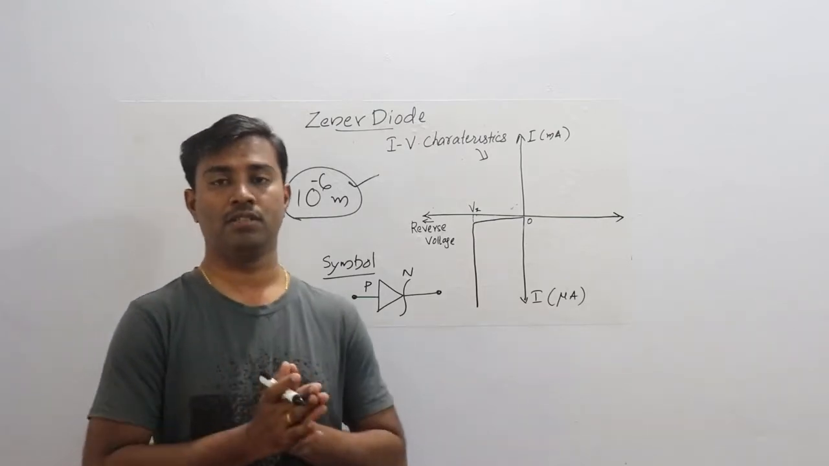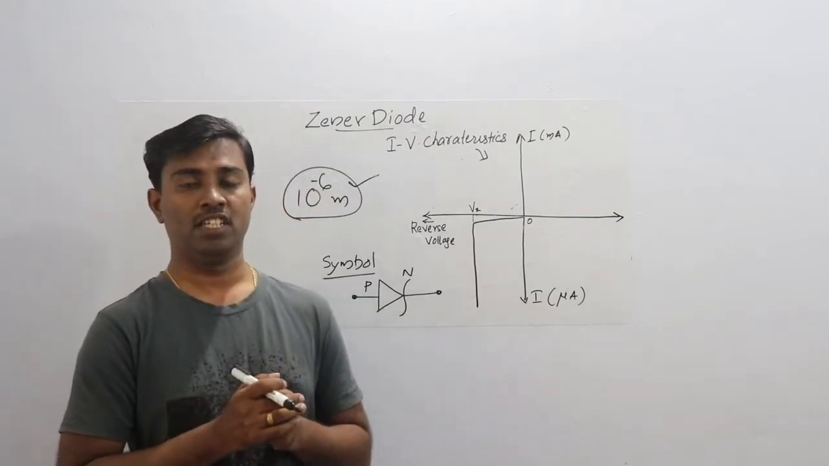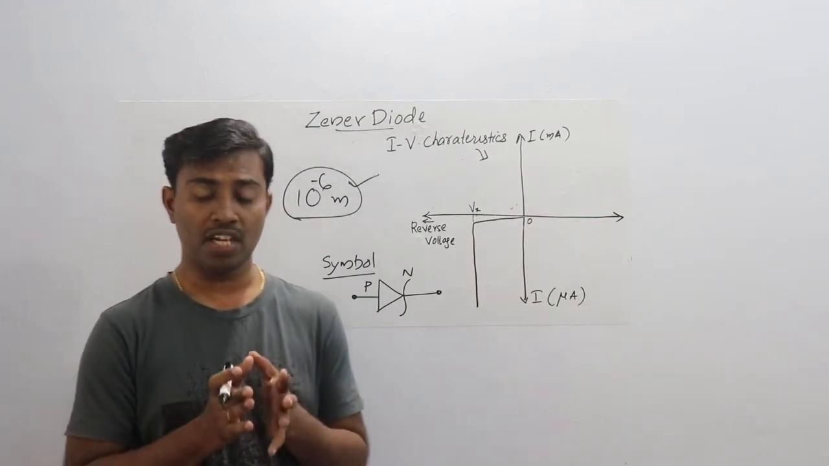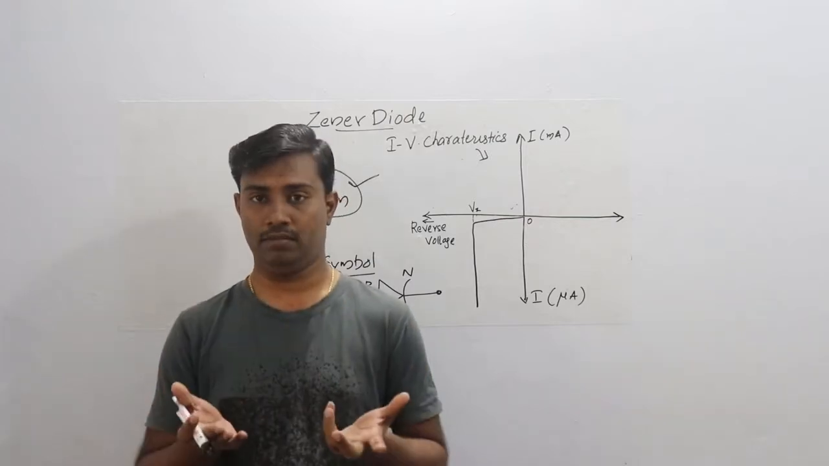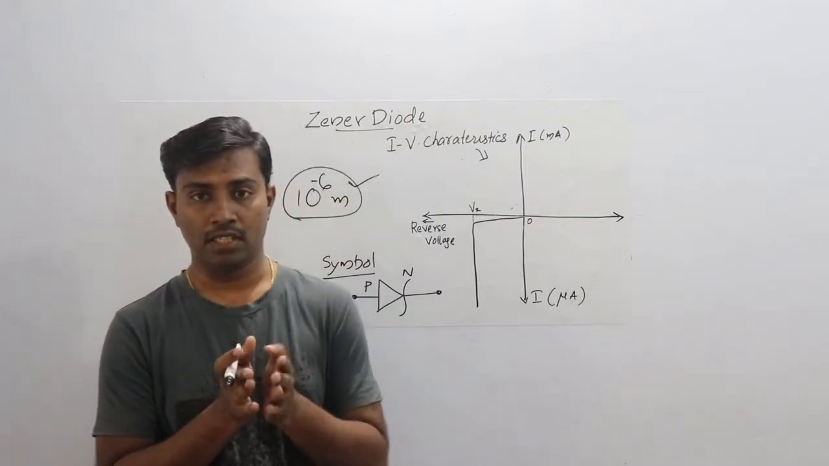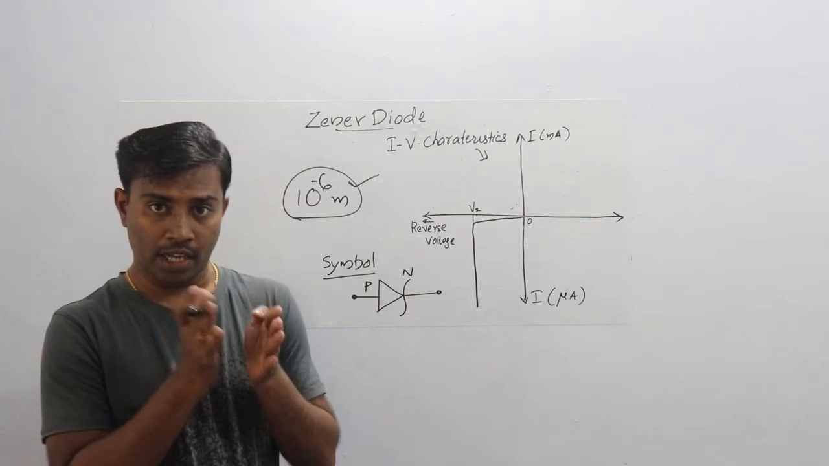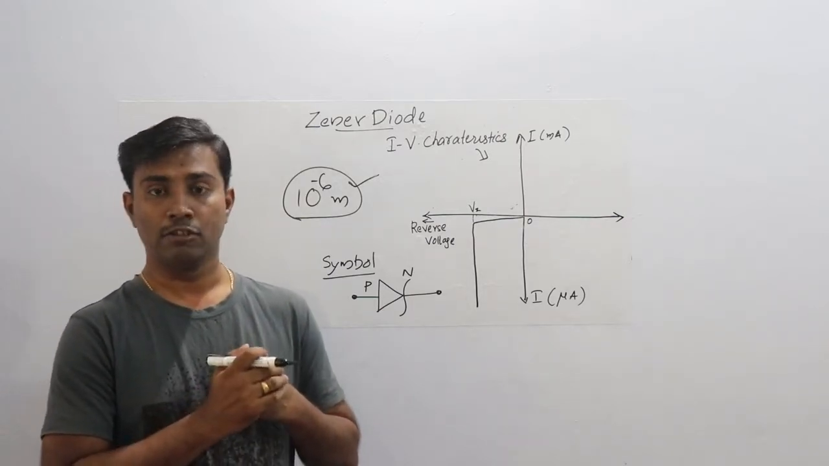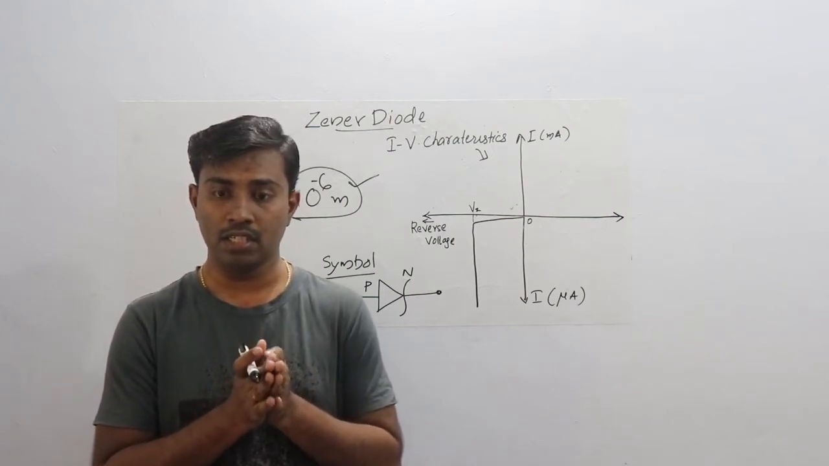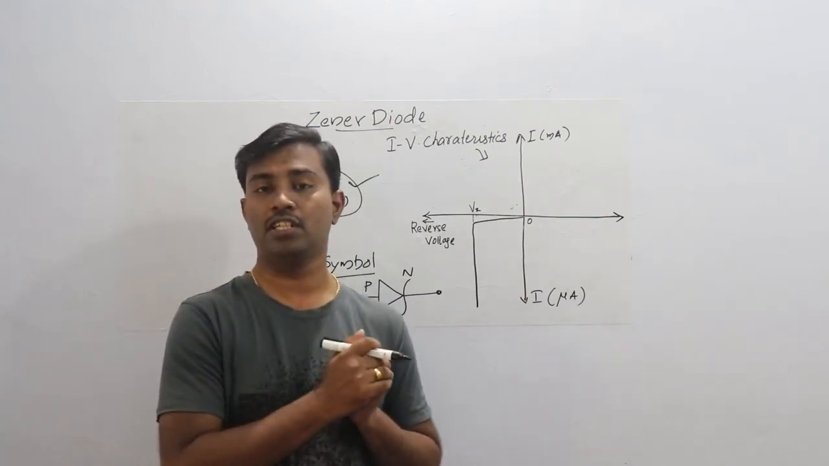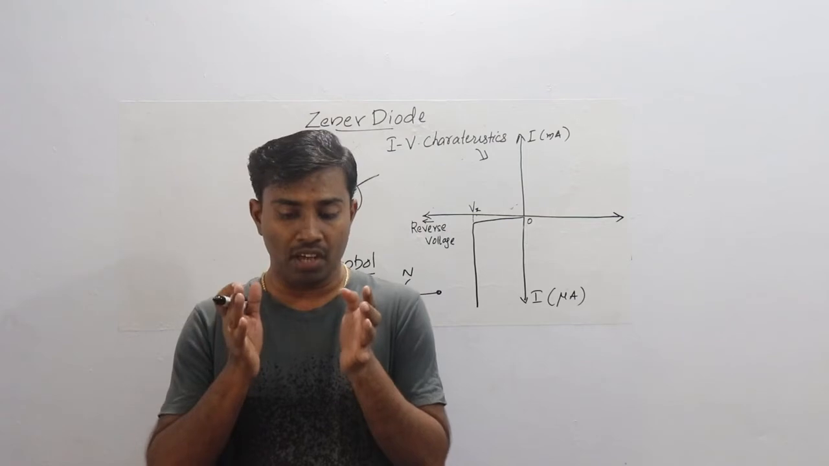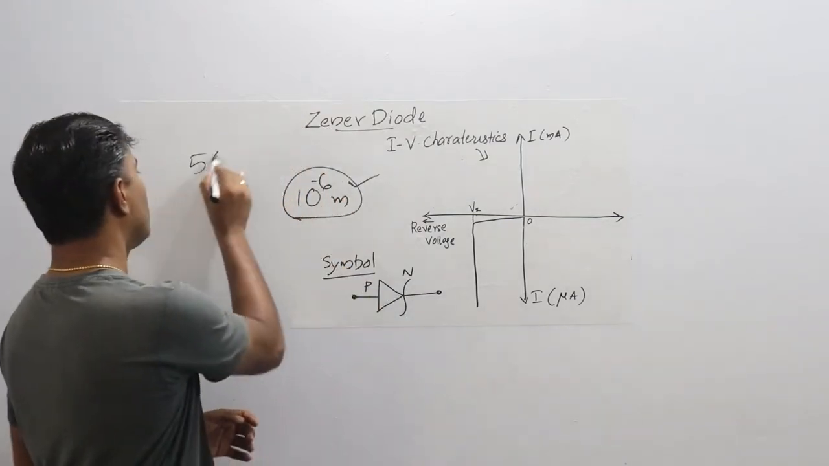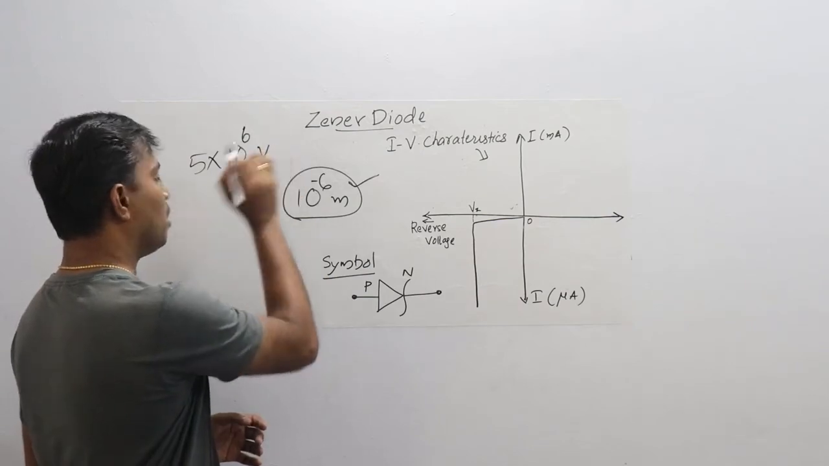Due to that, the electric field in the depletion layer is very high. So the N side and P side are heavily doped, the thickness of the depletion layer is very thin, and the electric field in the junction is extremely high, in the range of 5 into 10 raised to 6 volt per meter.